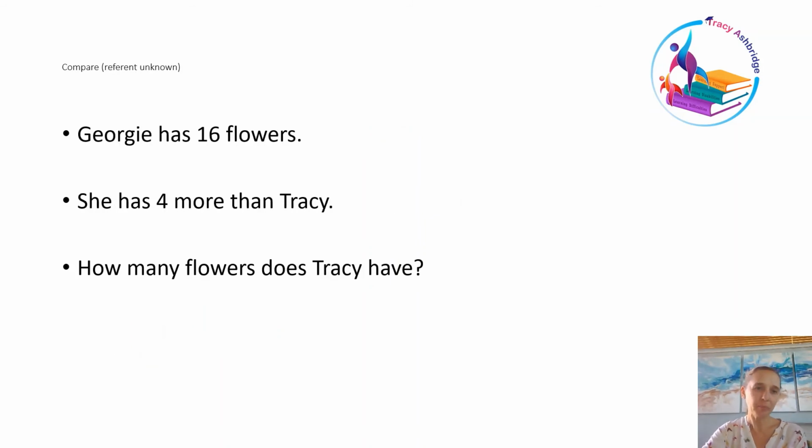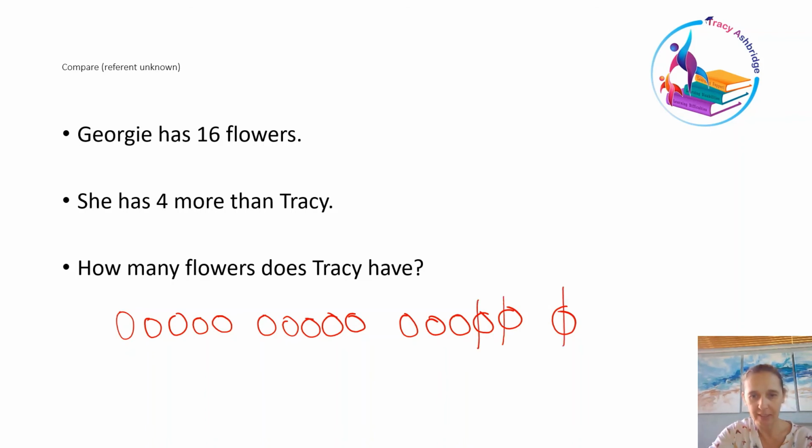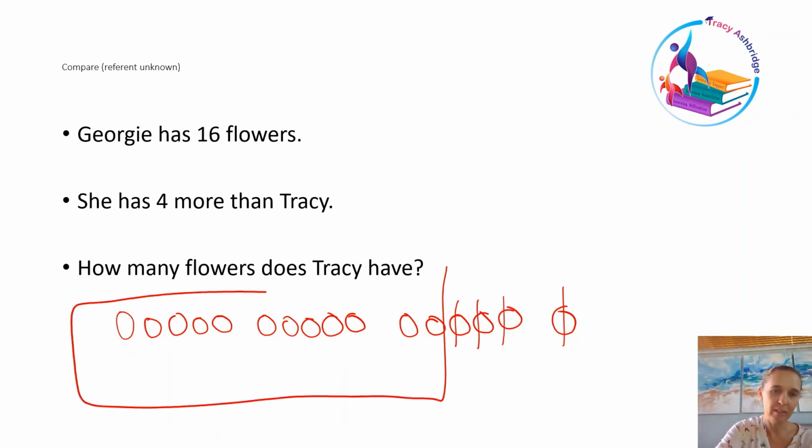And the last one is comparing where we don't actually know what we're starting with. So Georgie's got 16 flowers. She's got 4 more than Tracy. How many flowers does Tracy have? So if Georgie's got 16, and she has 4 more than Tracy, she's going to have this one, and this one, and this one, and this one more than me. So this is how many I will have. If you lay it out in groups of 5, that makes it easy to see that that's 12. So there are lots of different ways you can do that.